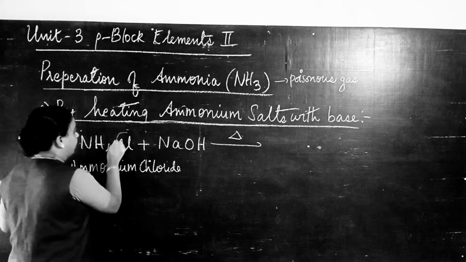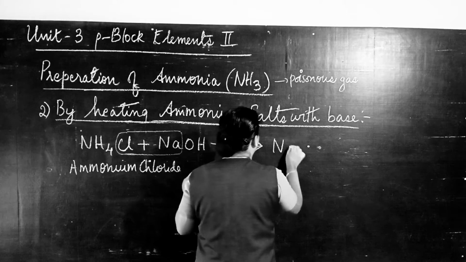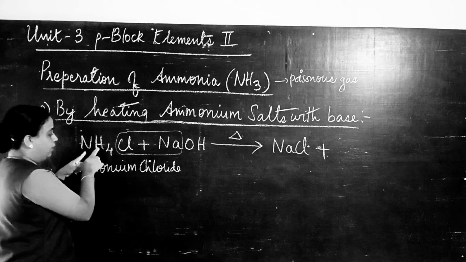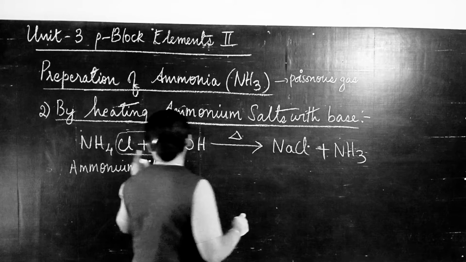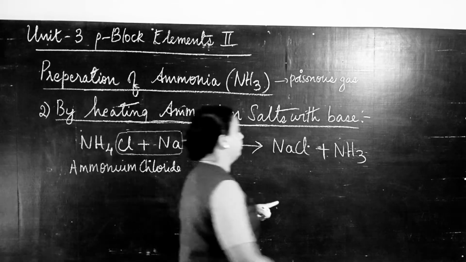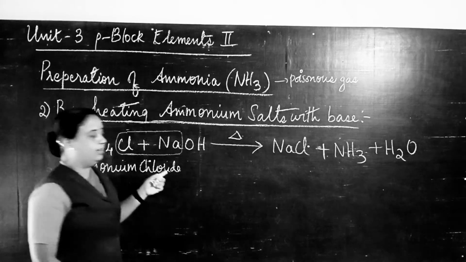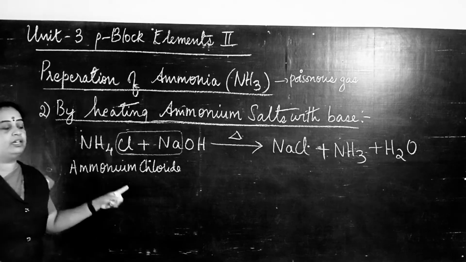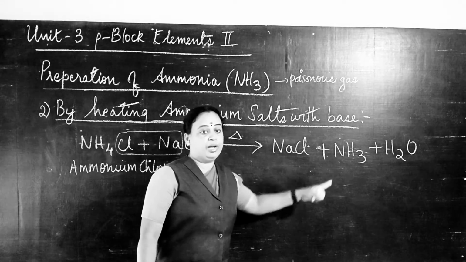What happens? Chlorine and sodium combine together and form NaCl. From the NH4, ammonia is obtained, that is NH3. And here one hydrogen combines with the OH and forms water. So that is the reaction: heating ammonium chloride with sodium hydroxide gives sodium chloride, and along with the sodium chloride you get ammonia and water.